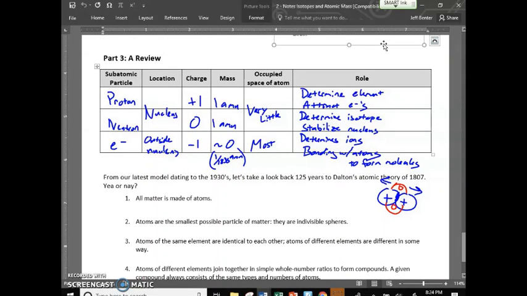So in terms of numbers, again, your protons determine your atomic number. Your neutrons determine your mass number. Together they determine the atomic mass. And the electron determines your charge.